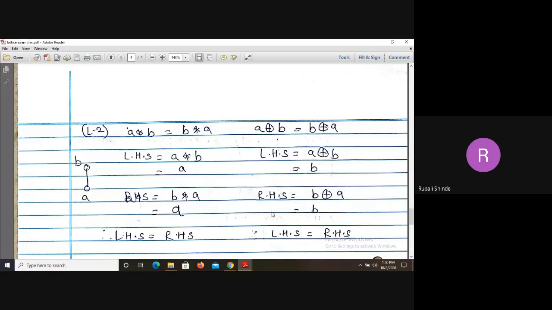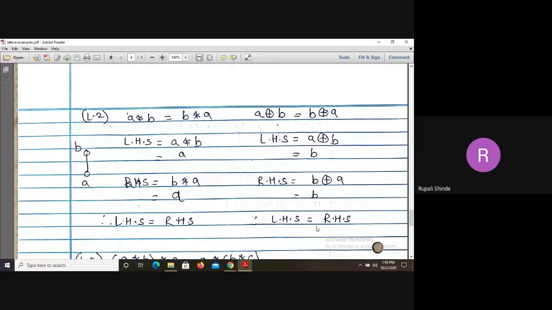Now check for RHS. RHS is B XOR A. So again, least upper bound of B and A. Answer is B. So here also LHS is equals to RHS. So we can say that these two statements are correct. So from this we can say that lattice satisfies commutative property. So this is the second property of lattice. Do you have any doubt regarding this property?